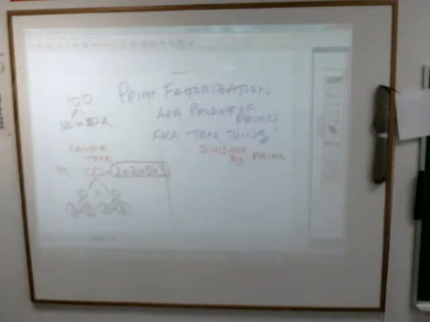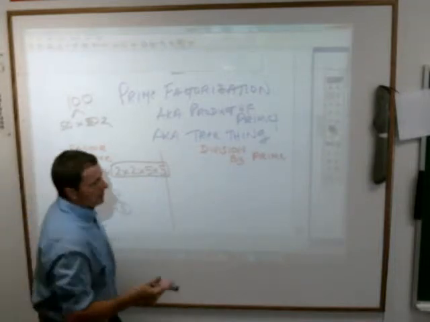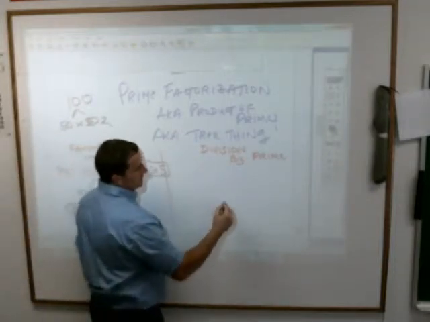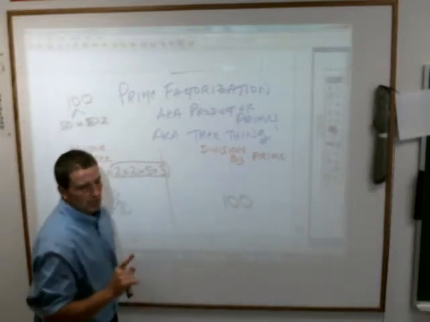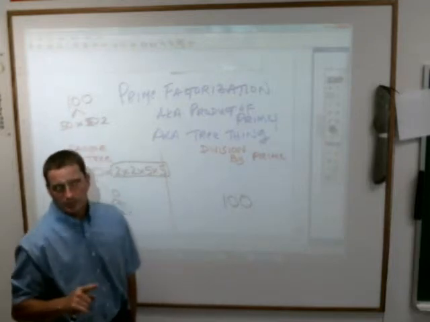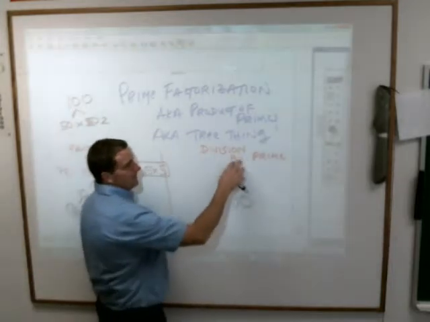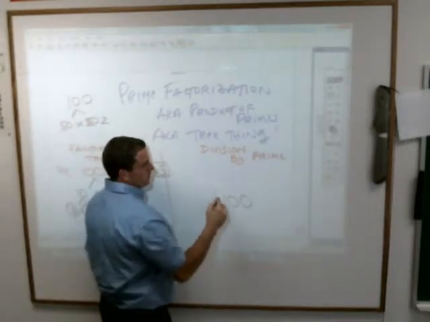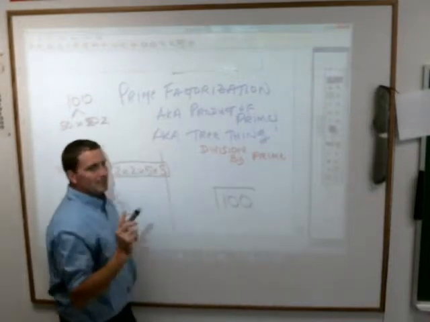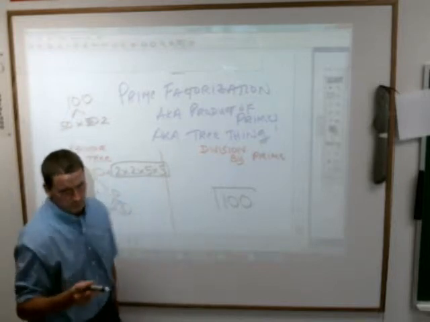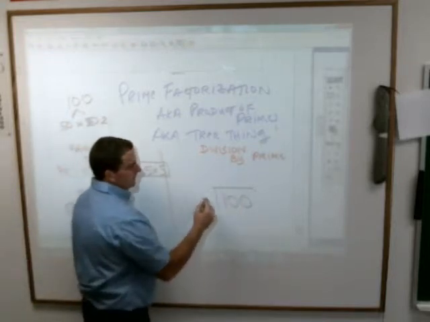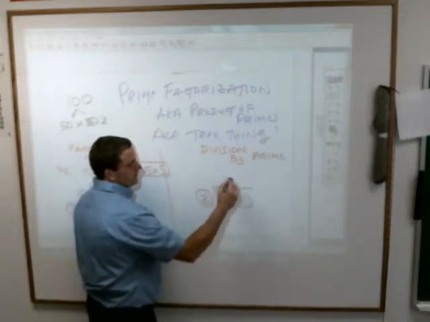Okay. Now, how is that different from division by primes? Division by primes looks like this. You're starting again with 100, but you're going to make this a bunch of division problems. It's just like it says, it's dividing always by a prime number. If it's an even number, the easiest thing is always to divide by 2. So if I take 100 divided by my prime number 2, I end up with 50.